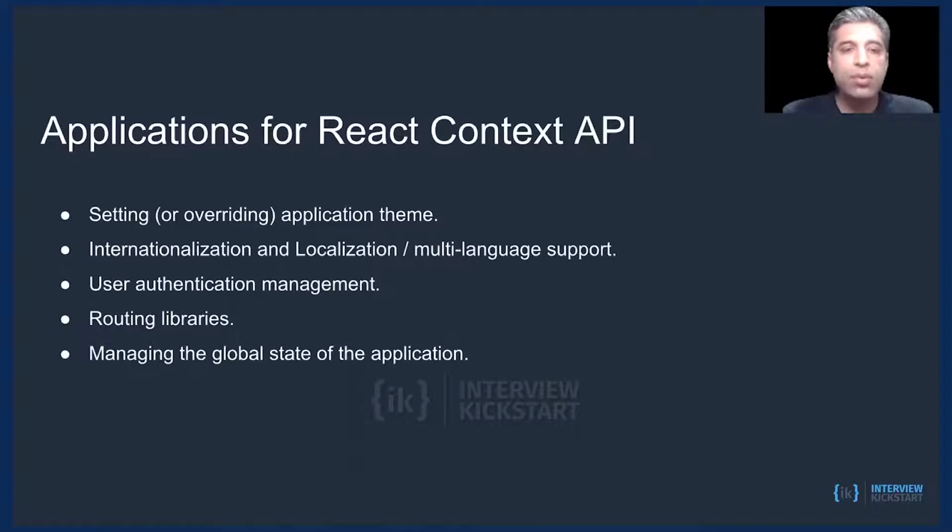This API can be used to set or override an application theme, perform internationalization and localization, including multi-language support in our applications, manage user authentication and logged-in user information within our system, or implement a routing library that, depending on the path, initializes a context for the entire application. In general, we can manage the global state of any application using the React Context API.